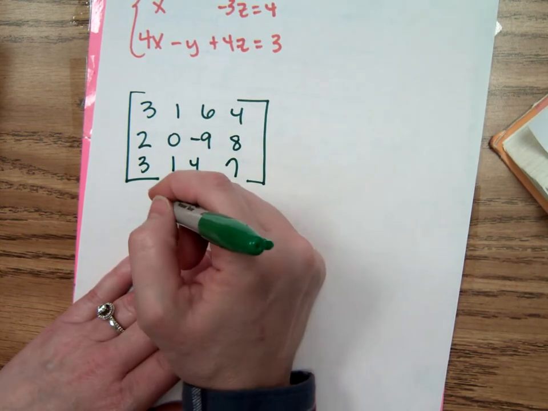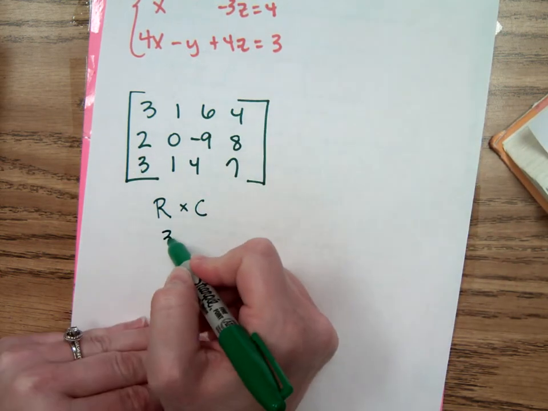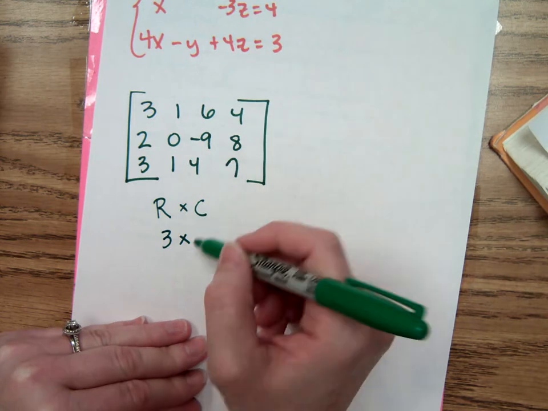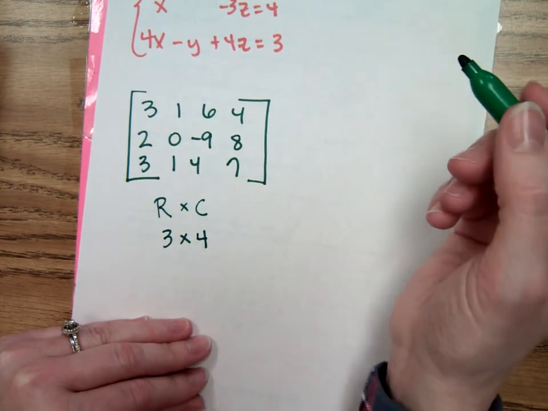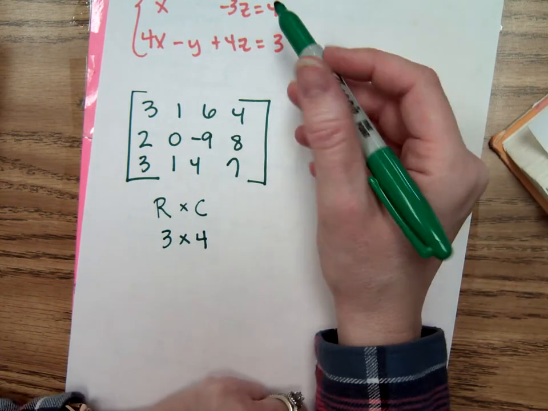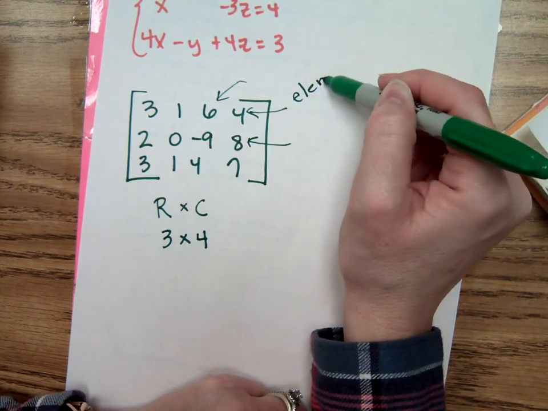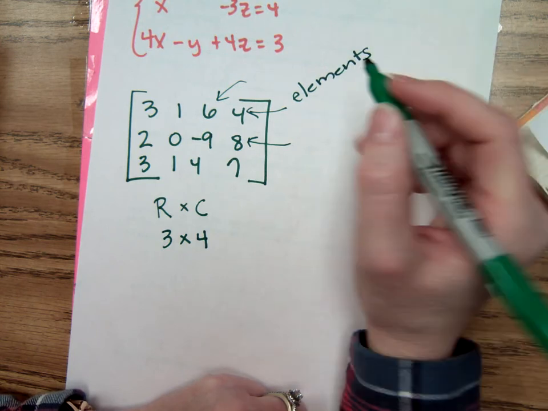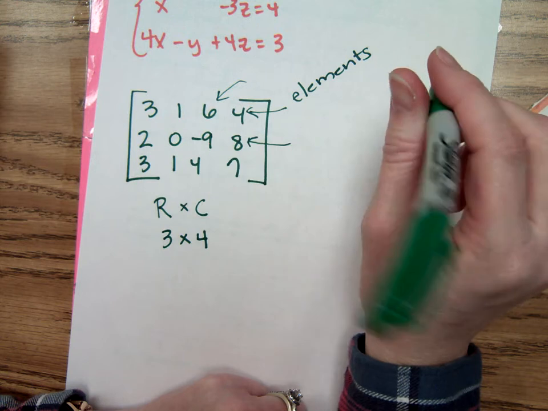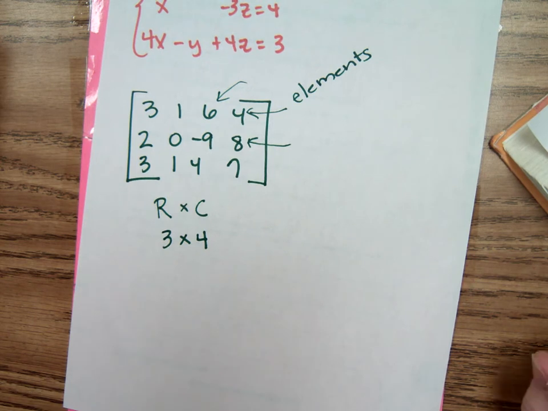We name them rows by columns. So this would be 3 rows and 4 columns. This would be a 3 by 4. Right? Remember that? Each one of these little pieces, they're called elements.